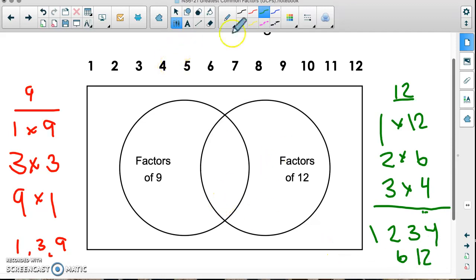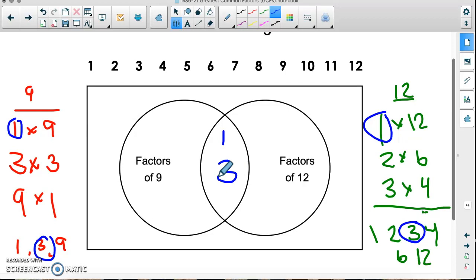So we're now going to look for common ones between the two. So we can see that 1 goes into both 9 and 12. We can see that 3 can go into 9 and 12. And that is the only two numbers that they have in common. So 1 and 3 can both be considered factors of 9 and 12. And then all the other numbers are on their own side. So 9 goes on this side. We keep 2, 4, 6, and 12 on this side.